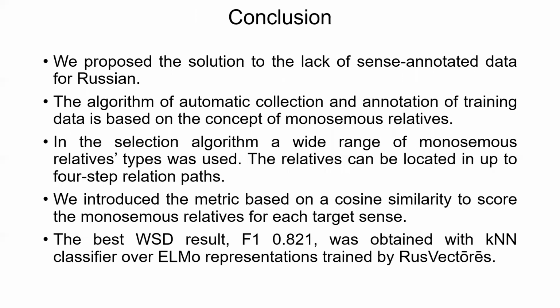Now to the conclusion. The issue that we address in this article is the lack of sense-annotated training data for supervised word-sense disambiguation systems in Russian. In this report, we have described our algorithm of automatic collection and annotation of training data for the Russian language. The main contribution of the research is that we have considered in the selection algorithm a wide range of monosemous relative types. We also utilized a metric based on cosine similarity to determine the most appropriate monosemous relatives to be added to the training collection.